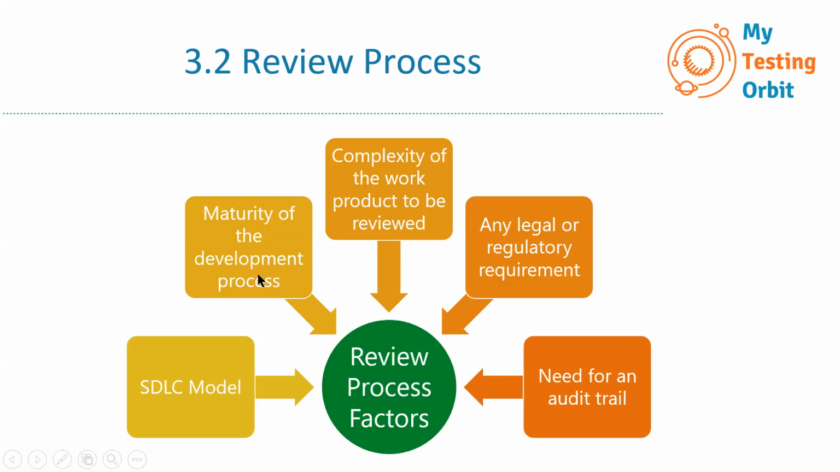So gradually the maturity of the development process keeps on increasing if we have any set procedures in place. Then the third one is complexity of the work product to be reviewed. For example, if we have a set of code which is very complex, then we might decide to do a formal review, because of the nature of that work product. It can be any work product. I've just given an example of the code, but depending on whatever the work product is and how complex it is, we can decide whether it requires a formal review or not.